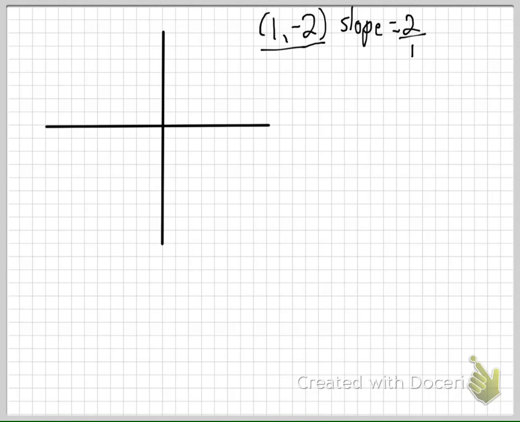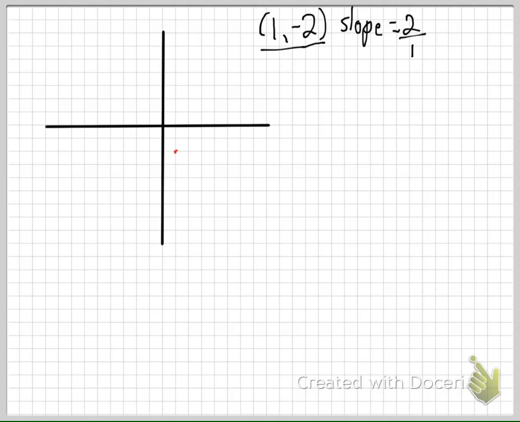So 1, -2. Who can tell me where I put 1, -2? It's going to be in quadrant 4. Sure, you can show me. Good. So 1, -2, we go to the right one. Remember, always left or right first. So +1, -2, so down 2. So there's my point.